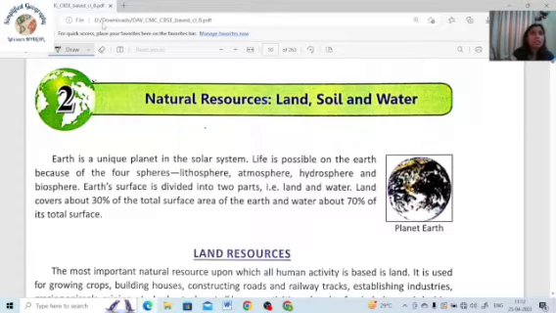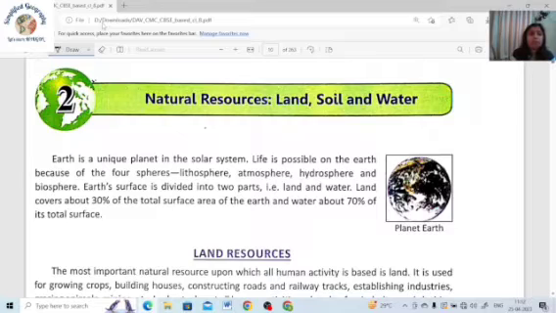Nature has already bestowed us some resources like land, soil and water, and we humans are using this land, soil and water, and we are producing new resources. Like we are using land, soil and water and growing crops. From those crops we are attaining our food security. So this is how we utilize natural resources.